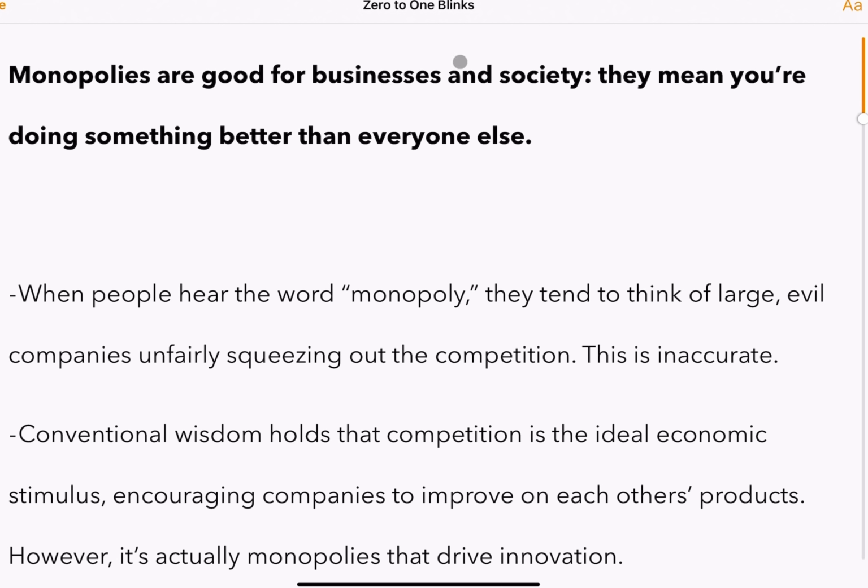So here we are onto point number 2, and I promise this will tie very heavily back into Palantir. So here we have, monopolies are good for businesses and society. They mean you're doing something better than everyone else. Of course, we are not yet at that point with Palantir, but if you think about it a little deeper, I actually think we are.